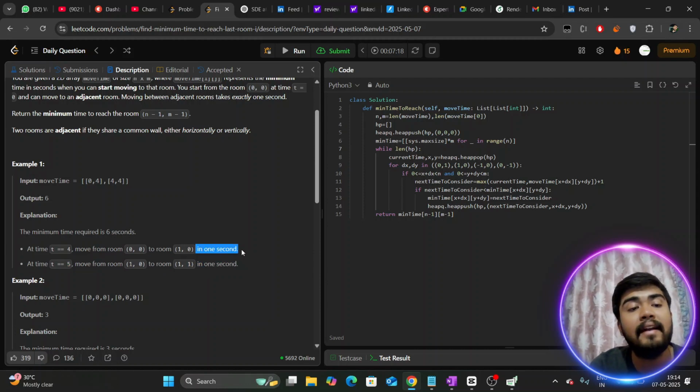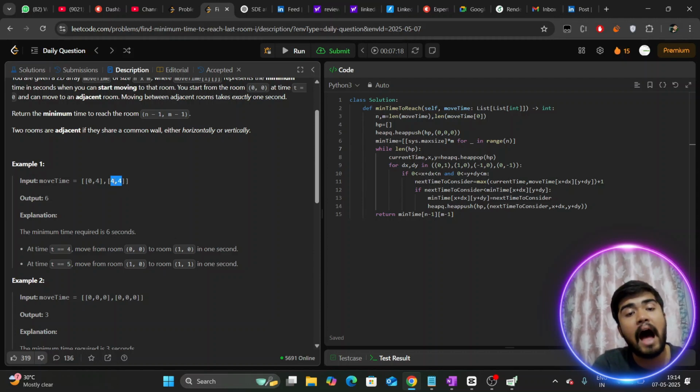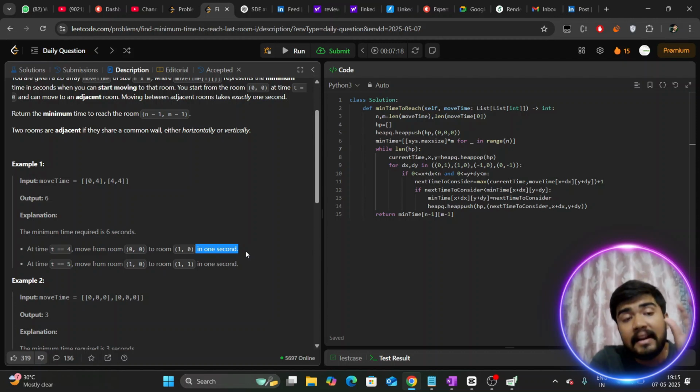You may think that at t equals 4 you land on these cells, but no. At t equals 4, they started moving from 0 0 to 1 0, but they land on this particular cell after consuming one more second. I think you guys are getting the feel now. So at t equals 5, they land on this particular cell, and they can move from 1 0 to 1 1.